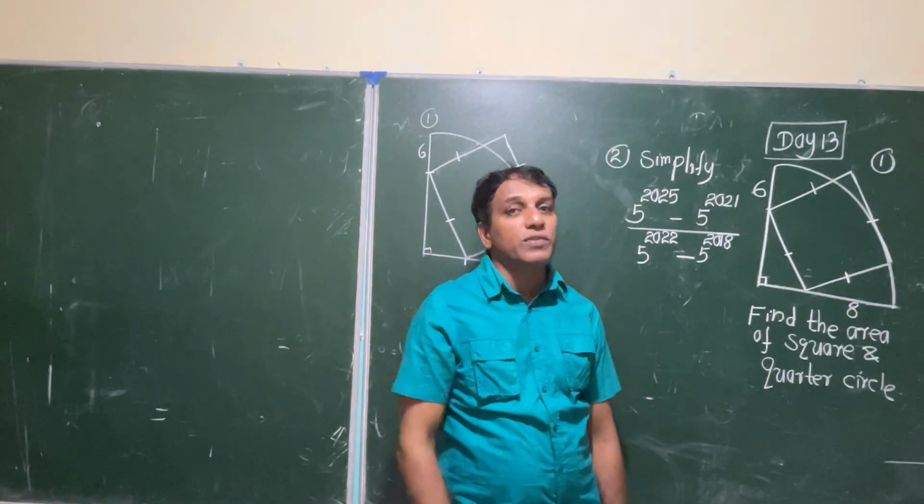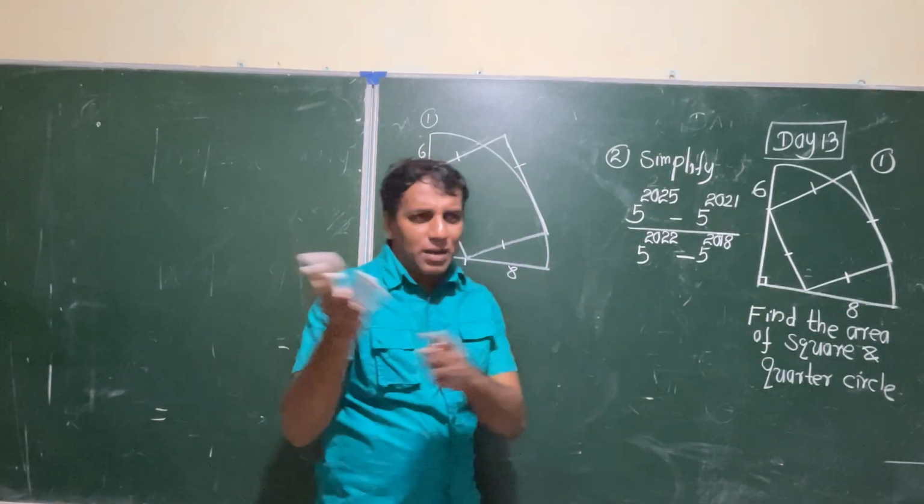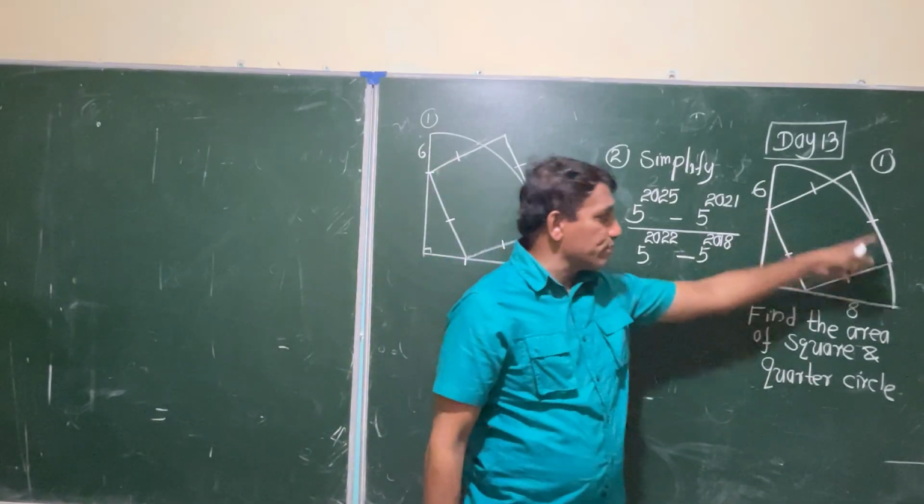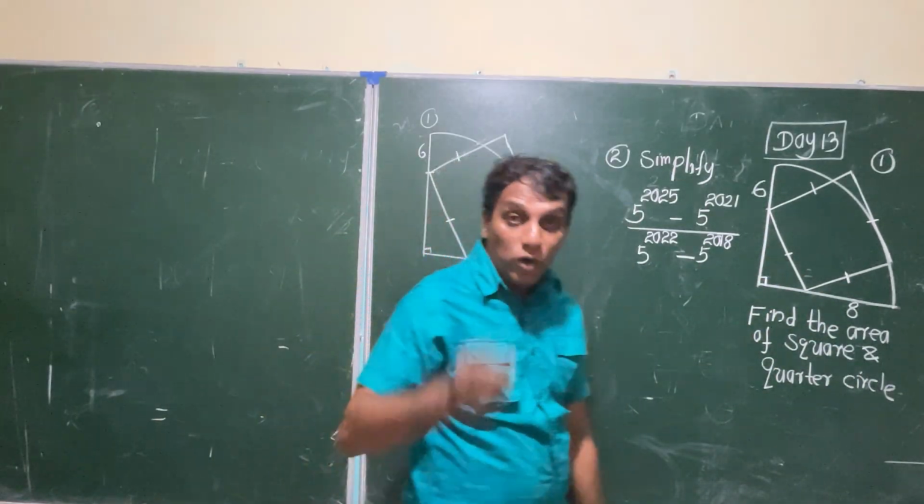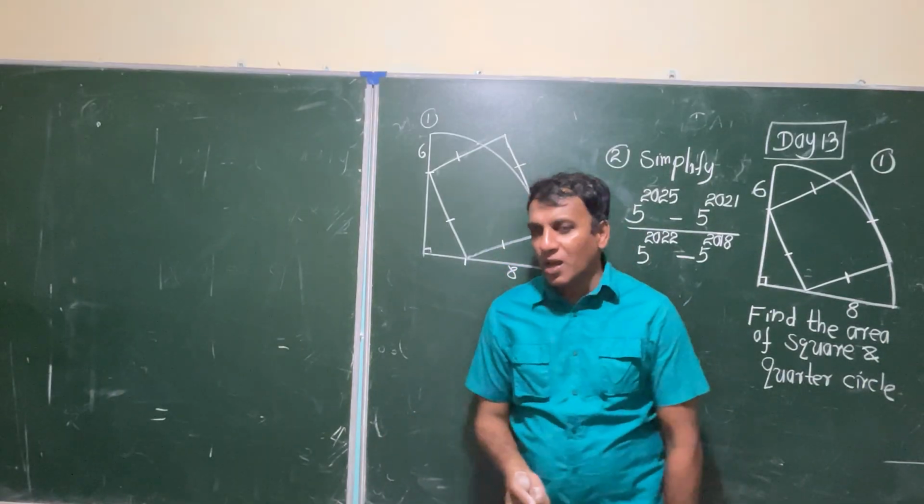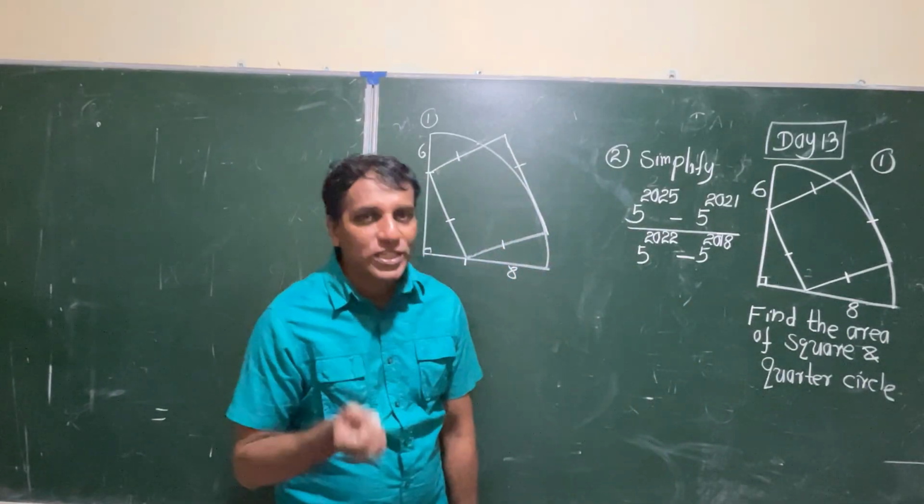Once you know the radius of this quarter circle, then you know the area of the circle. So by that I can go on to find this square's area, right? Okay. Those of you who have already tried it, check my solution. This is one of my solutions.